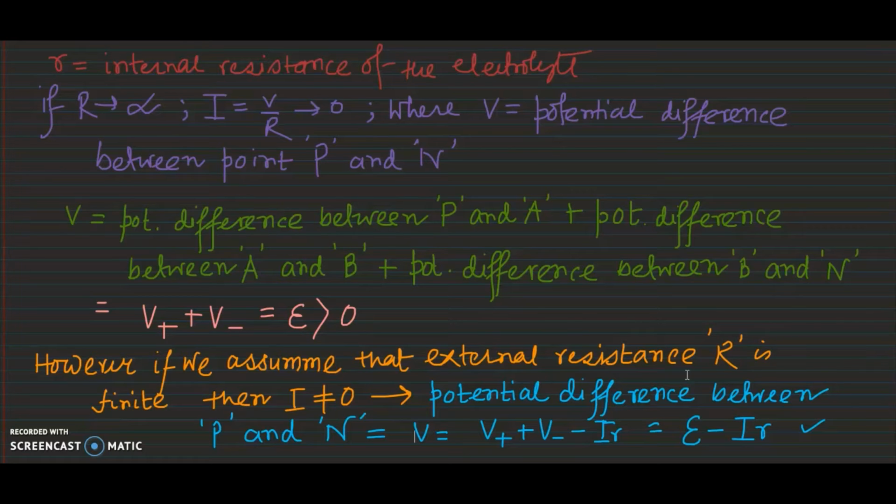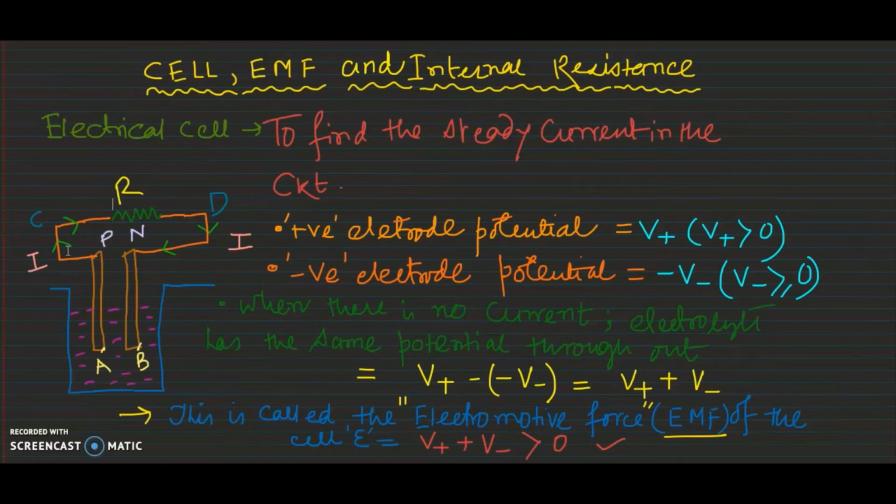However, if we assume that the external resistance R is not infinite and has a finite value, then I is not equal to 0, and the potential difference between P and N is V equal to V plus plus V minus minus Ir, where I is the current flowing in the circuit and r is the internal resistance of the electrolyte. So it becomes epsilon minus Ir. You can see the negative sign comes as the current flows from B to A internally in the electrolyte solution, while in the external circuit the current flows from C to D.